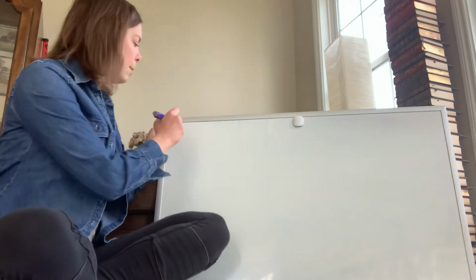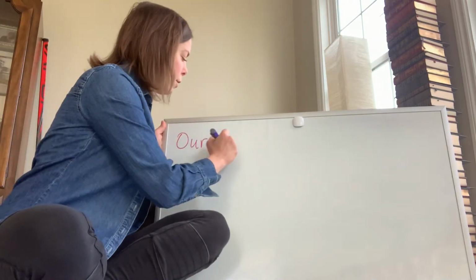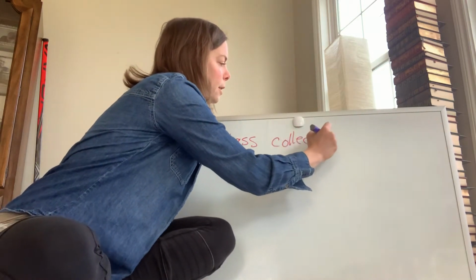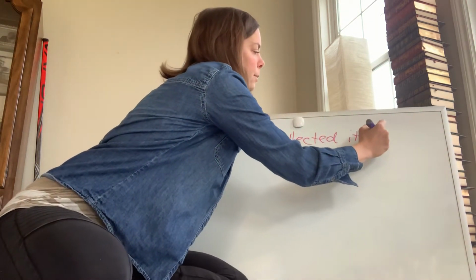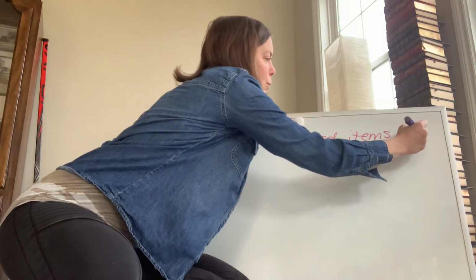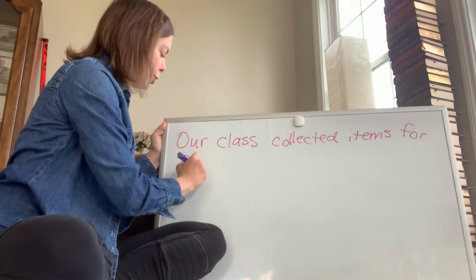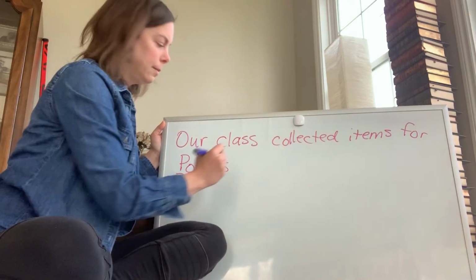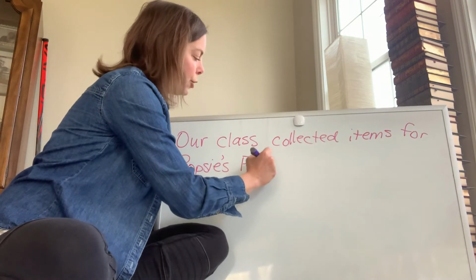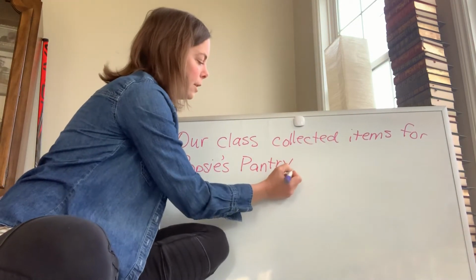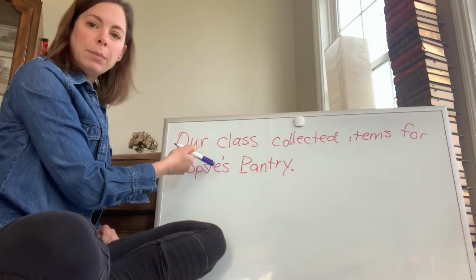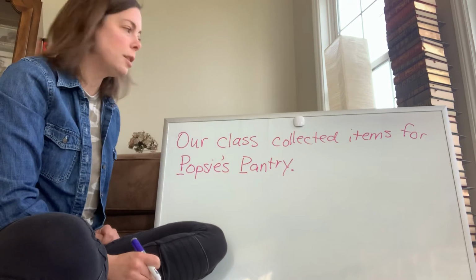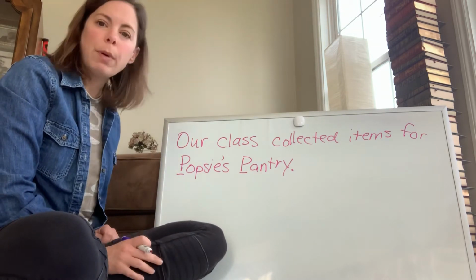So I might start with our class collected items for Popsy's Pantry. It should be a capital P for Popsy's and Pantry because it's the name of a place. And then it also has an apostrophe S because the pantry belongs to Popsy. Okay, so that would be a good beginning sentence. Our class collected items for Popsy's Pantry.